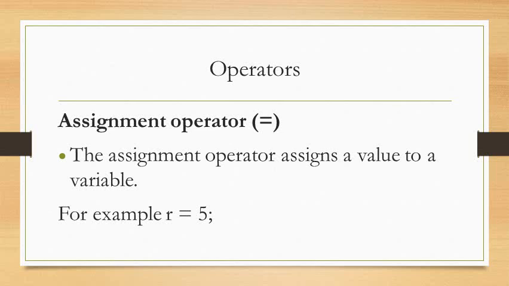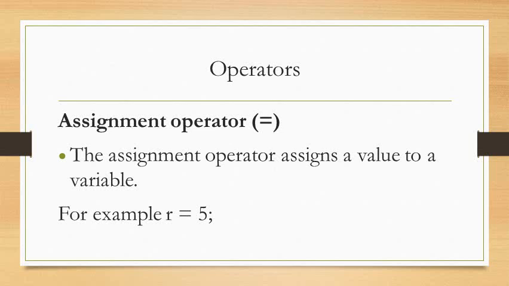What is an assignment operator, and how do you use it? The assignment operator assigns a value to a variable, and the most common assignment operator is the equal sign. The normal equal sign that we use in our daily mathematics activities is the one that we use in C++ when we want to make an assignment. For example, r equal to 5, we are assigning the value of 5 to the variable r.